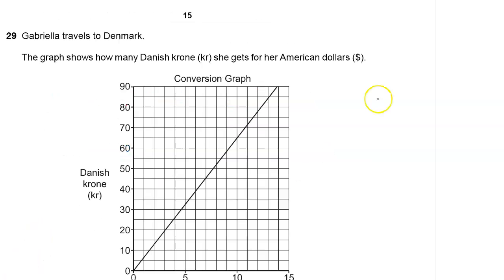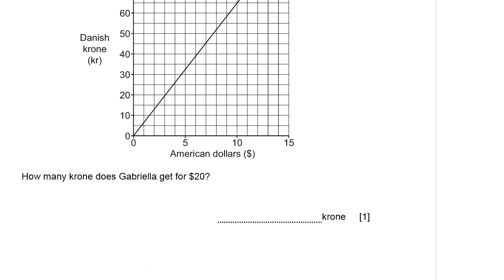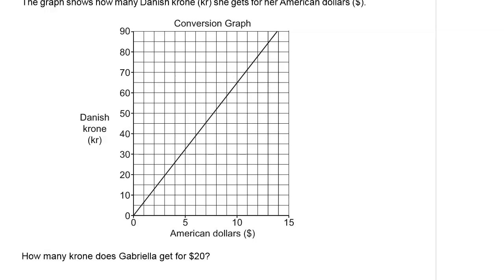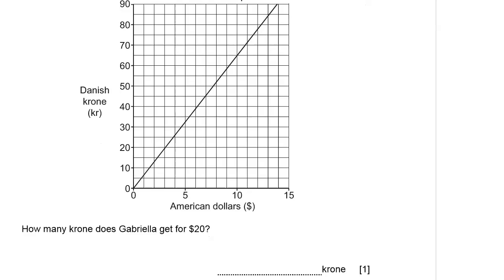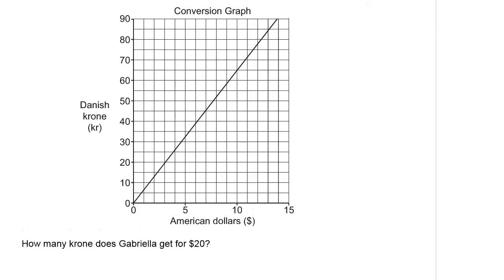Number 29. Gabriella travels to Denmark. The graph shows how many Danish krons she gets for her American dollars. Right there we have a conversion graph from Danish kron to American dollar. Our question is, how many krons does Gabriella get for $20? In this case, I want to find how many dollars.